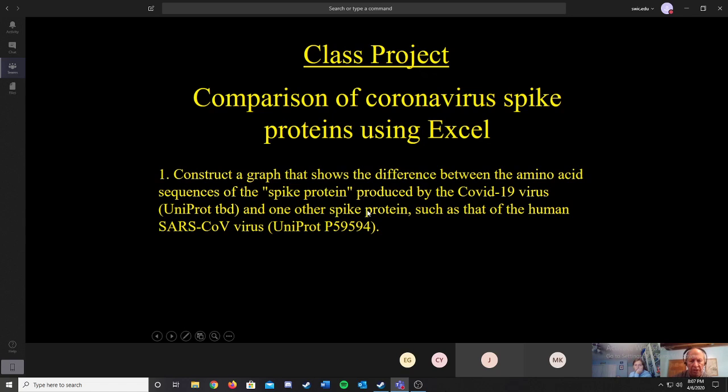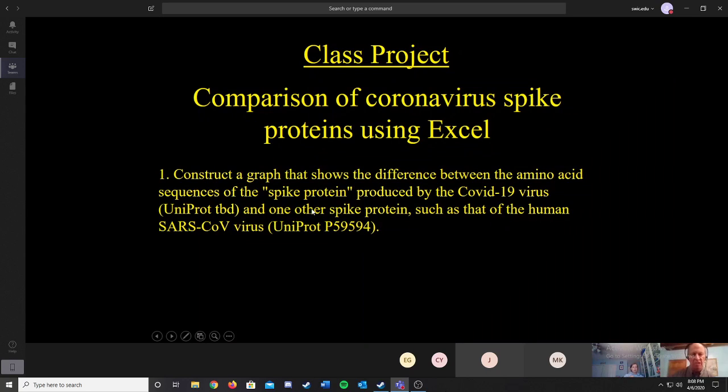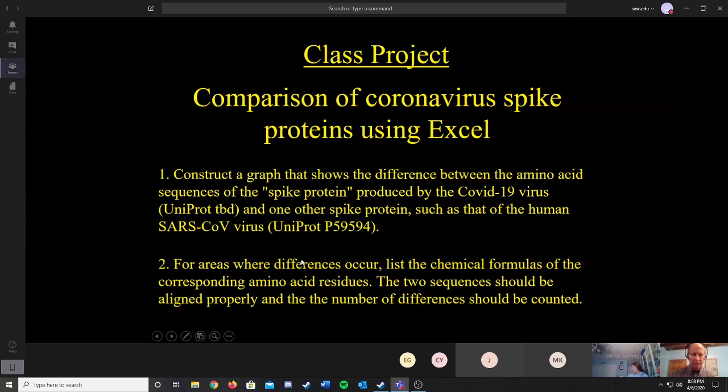And then that would be compared to some other spike proteins, such as that of the SARS coronavirus, which is already in the database. Like UniProt, one of the databases where genetic sequences are stored. So that's the first part of this, making a graph. And then the second part is finding areas where differences occur, and then listing the chemical formulas showing how they differ. So this involves aligning the sequences properly and counting the number of differences.